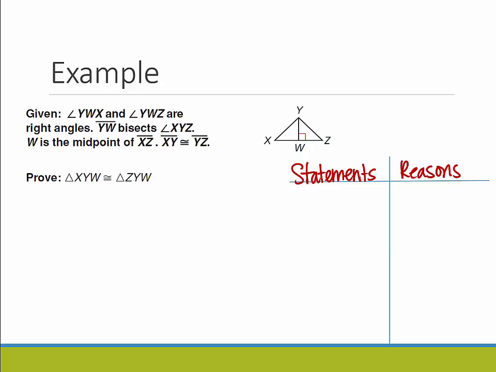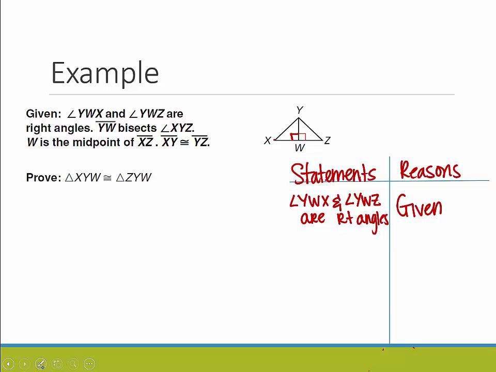And if you look, we're trying to prove that XYW is congruent to ZYW. So we're given some things. Angle YWX and angle YWZ are both right angles. So we have that. So let's write that down. Angle YWX and angle YWZ are right angles. It's given to us.